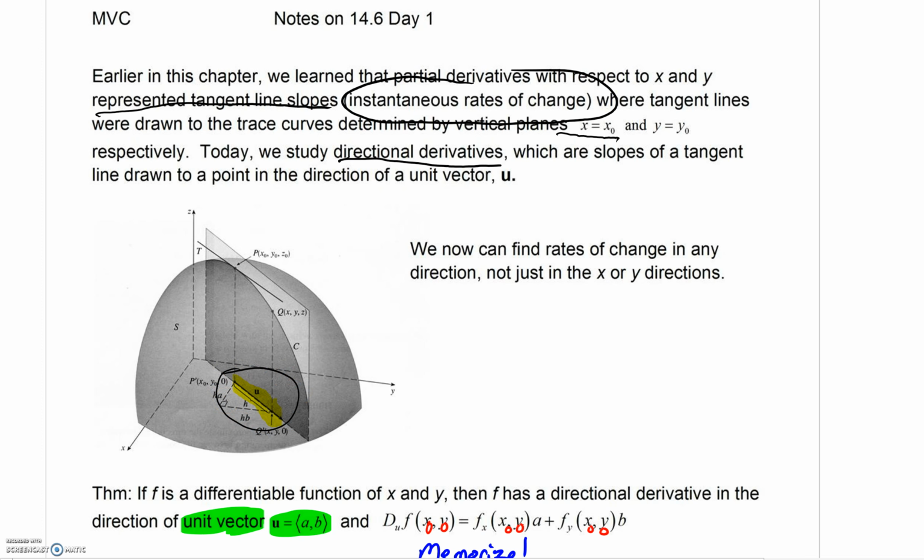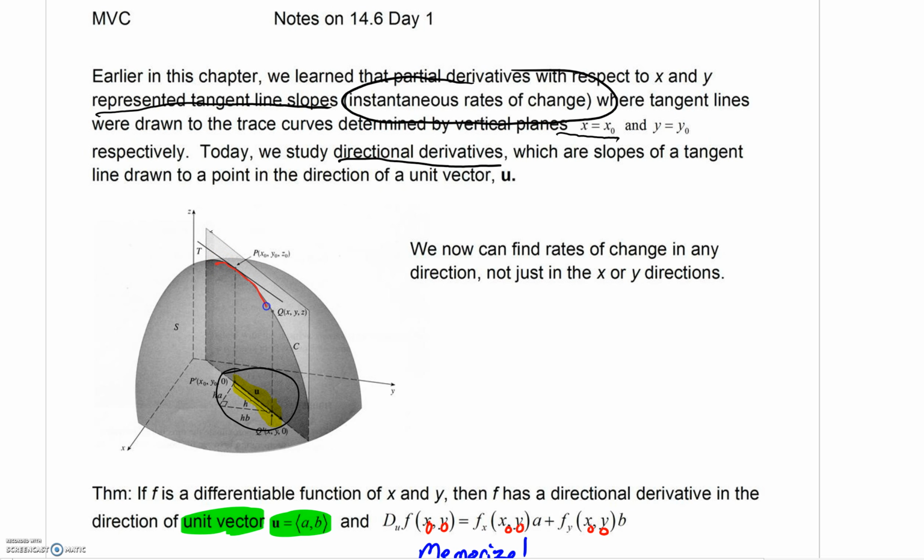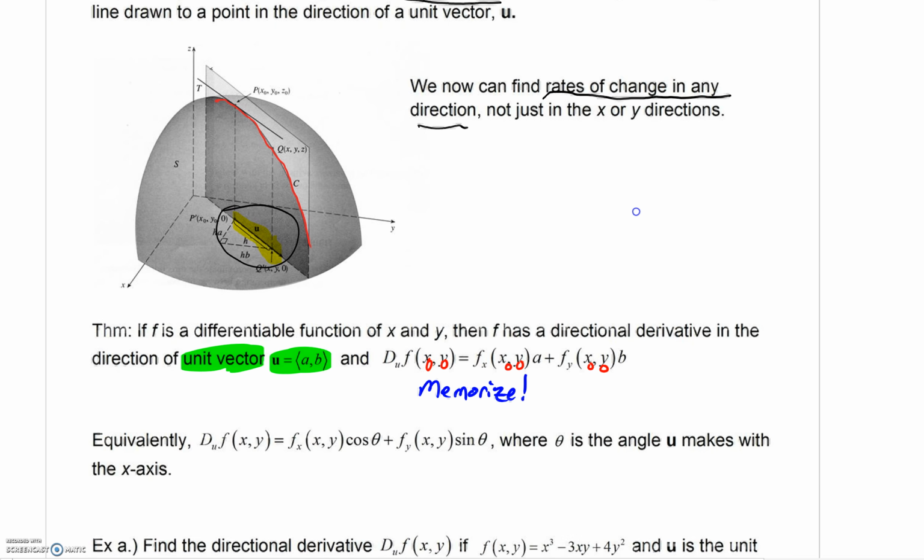Highlighting in yellow, we've got a unit vector u. You could envision that we create a plane, and here's this vertical plane, and it would cross over and touch and form a curve on that surface. We could create a tangent line there. So that's really what we're doing today. We're going to find rates of change in any direction, not just in the x or y direction. And that can be so incredibly helpful down the road.